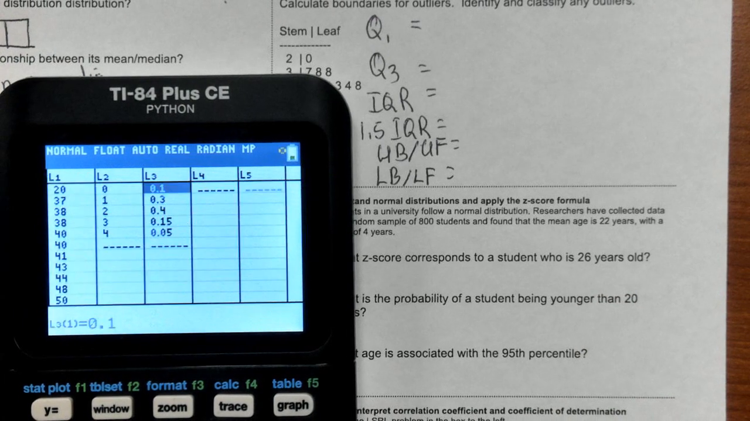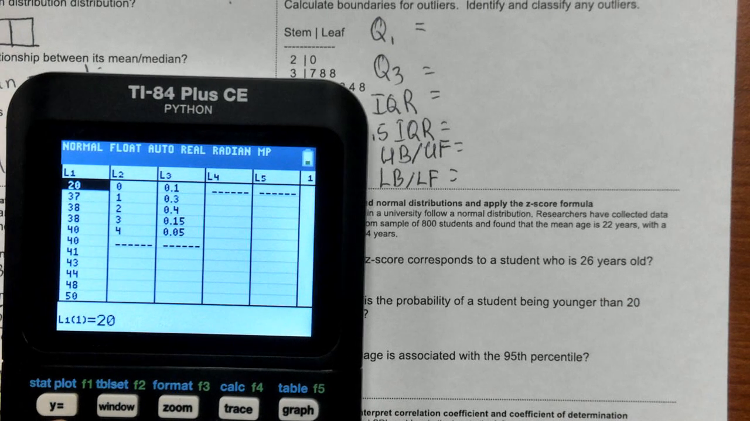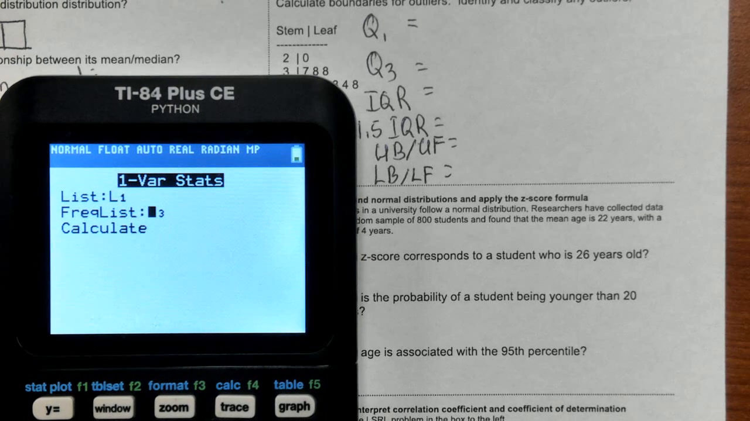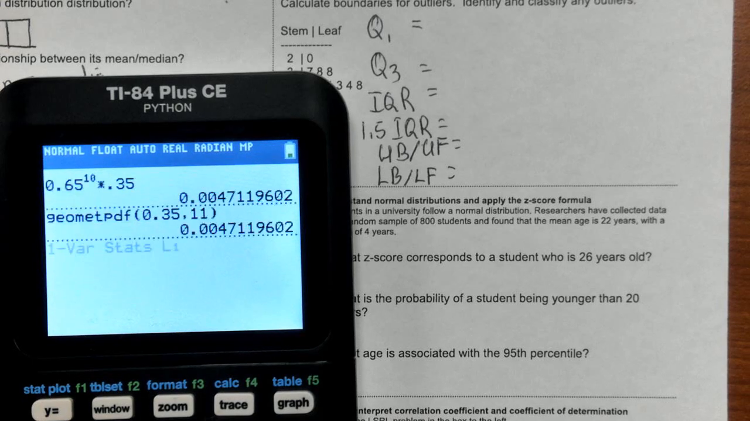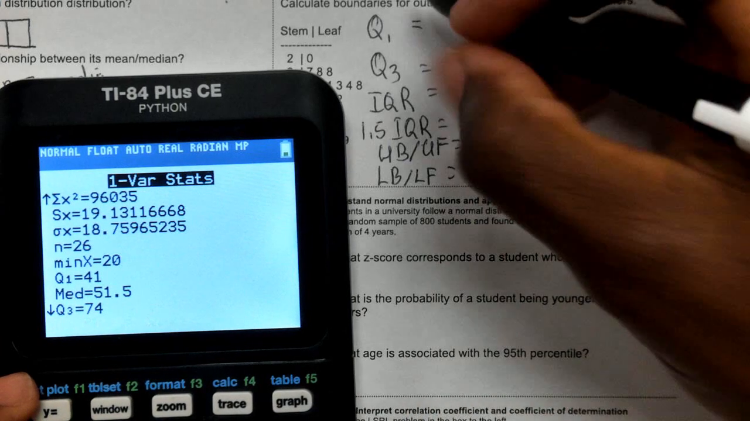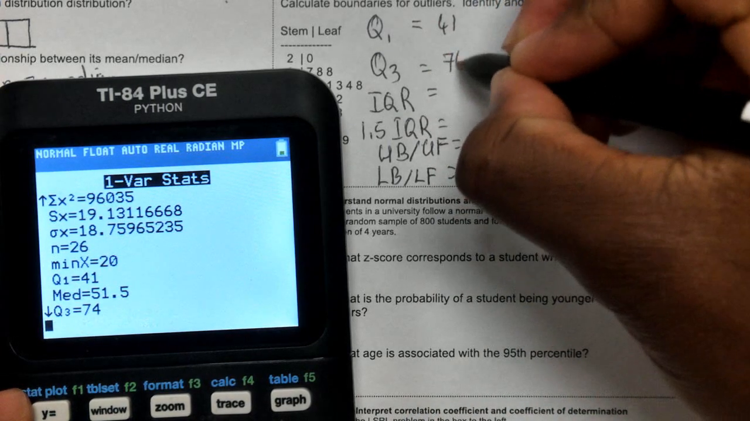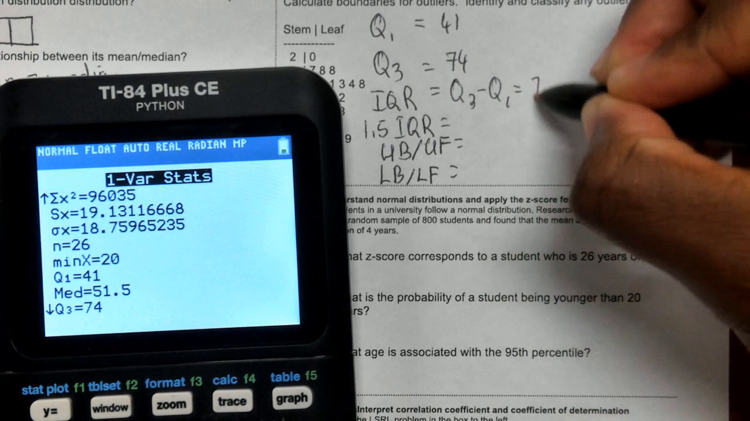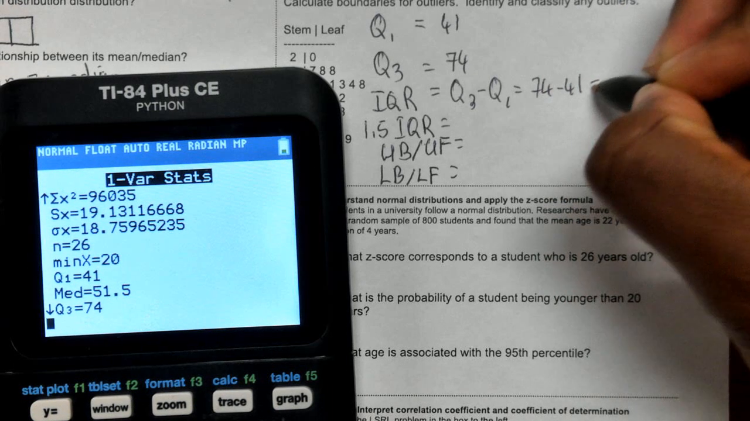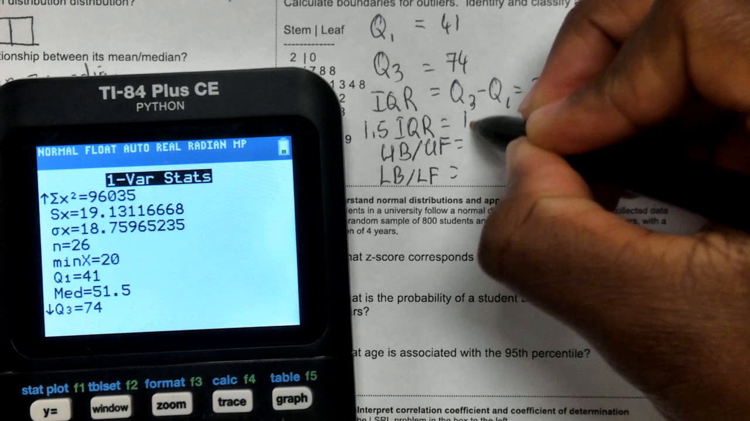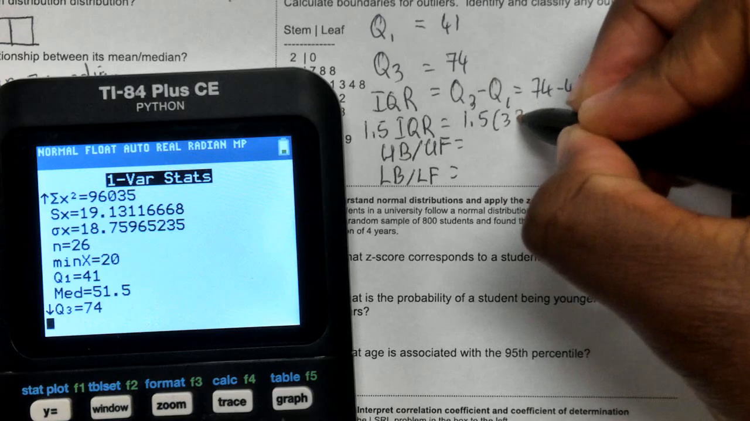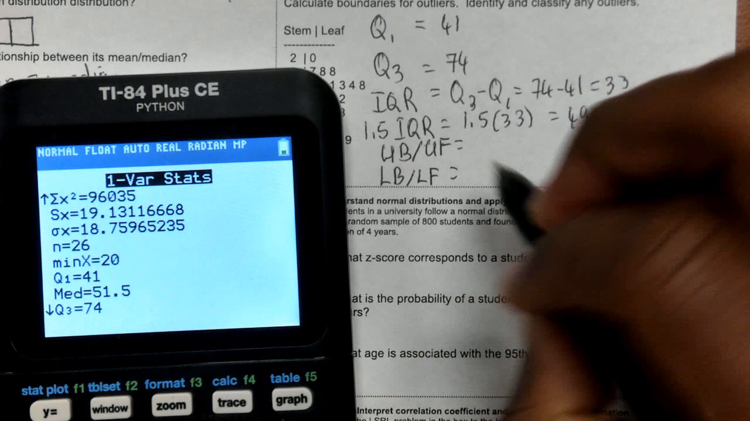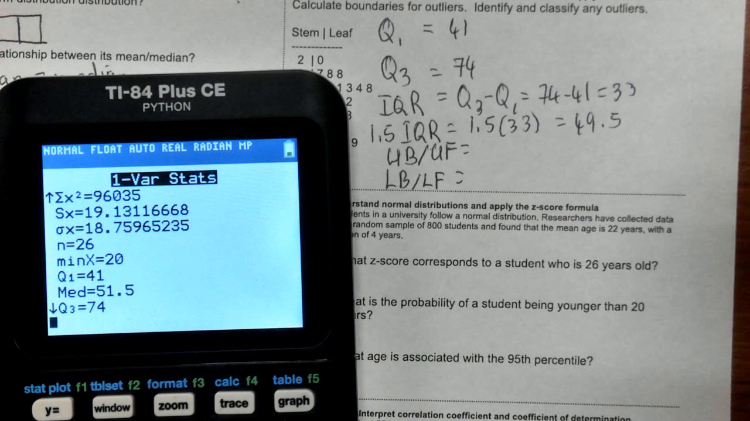I did stat, edit, and already put my data in list 1. So I press stat, 1-Var Stats, then second function list 1, nothing in your frequency list. Calculate. My quartile 1 was 41, quartile 3 was 74. IQR is Q3 minus Q1, which is 74 minus 41, which is 33. 1.5 IQR is 1.5 times 33, which is 49.5. So the upper bound would be to the right of your quartile 3.